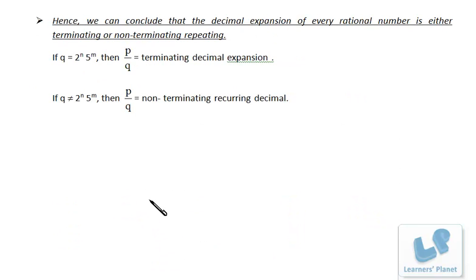So from this explanation we can conclude that the decimal expansion of every rational number is either terminating or non-terminating repeating. So every rational number can be expressed as p by q, where q is not equal to 0. If q is in the form of 2 and 5, then it will be a terminating decimal expansion. If q is not in the form of 2 and 5, if any other number is also there, then it will be a non-terminating recurring decimal. But in both cases the numbers will be rational numbers only.